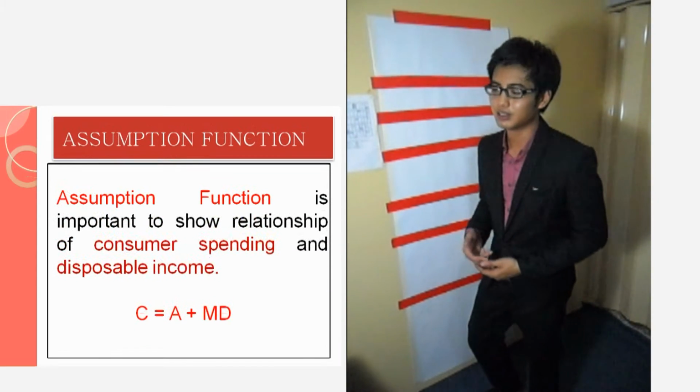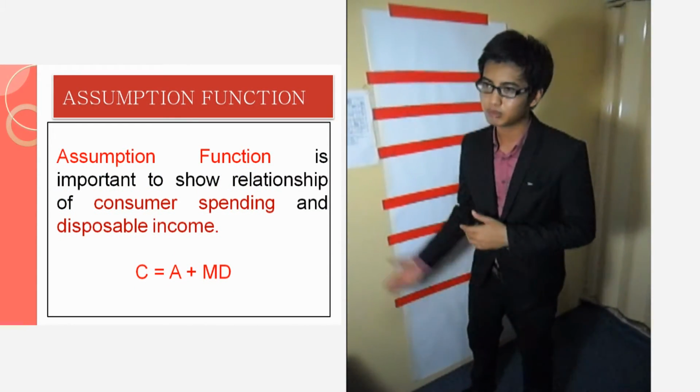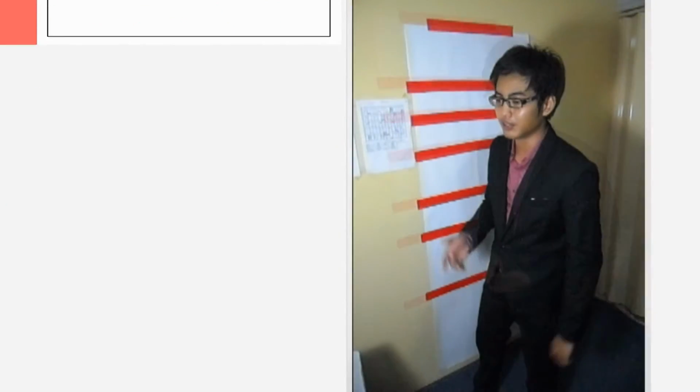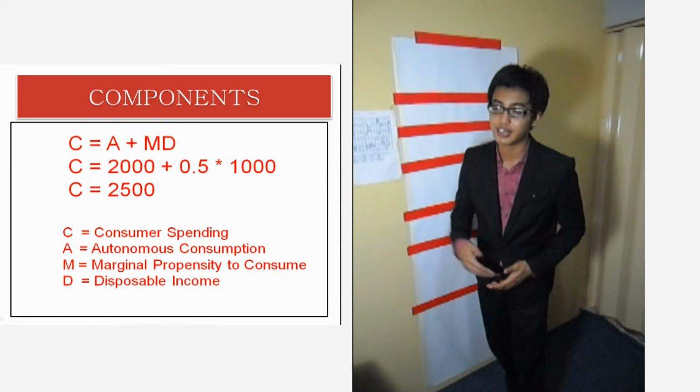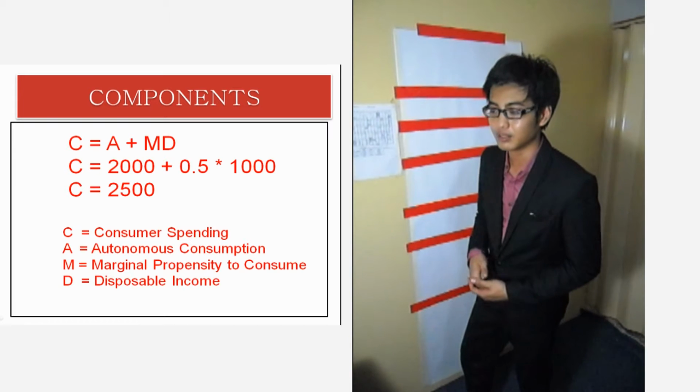And one more thing that you have to know. Consumption function is important to show a relationship between consumer spending and disposable income. As you can see, the next slide shows the components for the consumption formula.